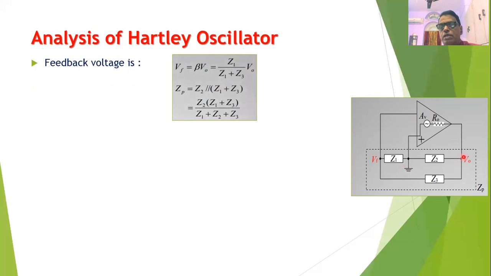From this figure, we can easily observe that the output of the amplifier is coupled to the input of the feedback circuit, and the feedback voltage VF can be given as beta times VO, where beta is the feedback ratio. And we know that the feedback ratio beta can be written as Z1 divided by Z1 plus Z3, because we are obtaining the feedback voltage across Z1 divided by the total impedance Z1 plus Z3, into VO. The impedance of the tuned circuit can be given as Zp equal to Z2 parallel with Z1 plus Z3, which is nothing but Z2 into Z1 plus Z3 divided by Z1 plus Z2 plus Z3, and one can easily check it by looking at the equivalent circuit.